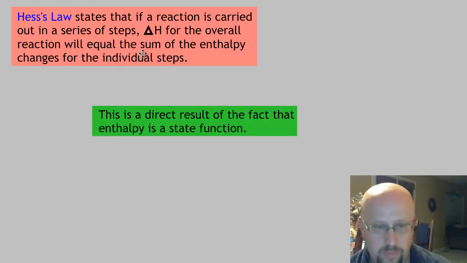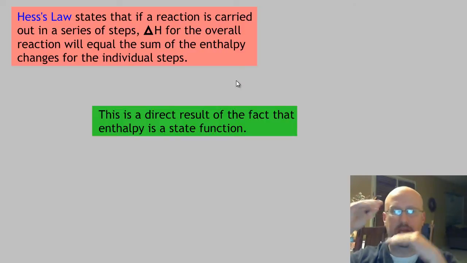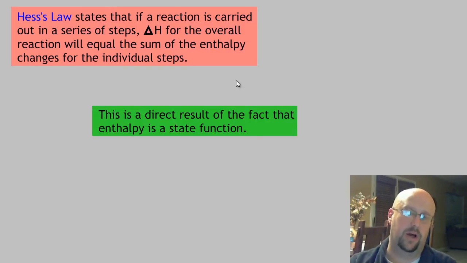And so you guys can read through that just as well as I can, but essentially it just means that if we've got a bunch of steps, if we add the enthalpies of all those steps together to get our final reaction, then we can just add the enthalpies up as well to get our final enthalpy.